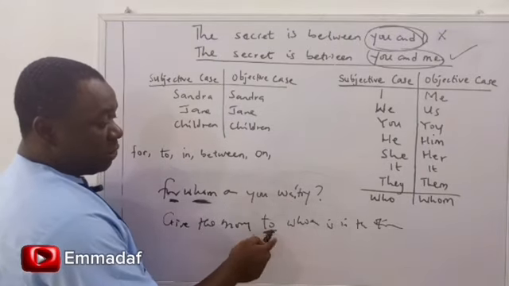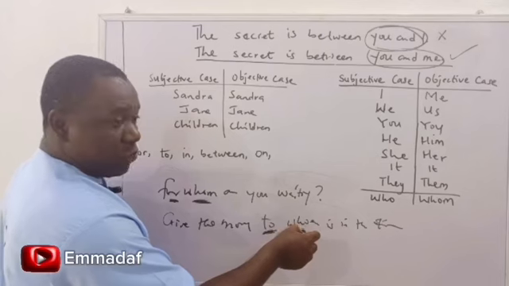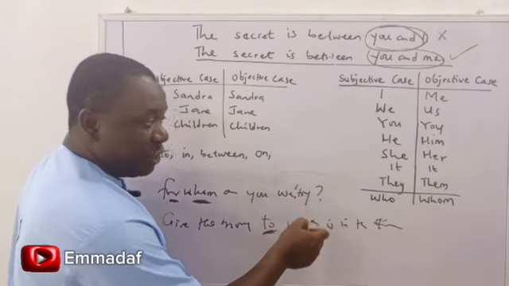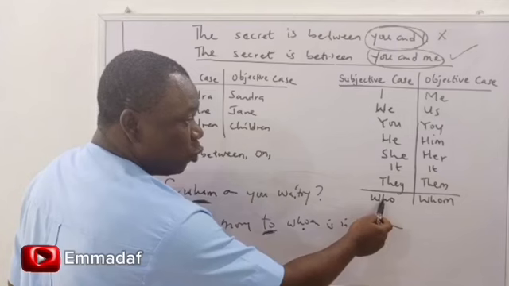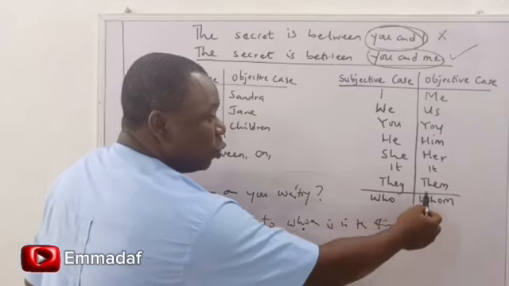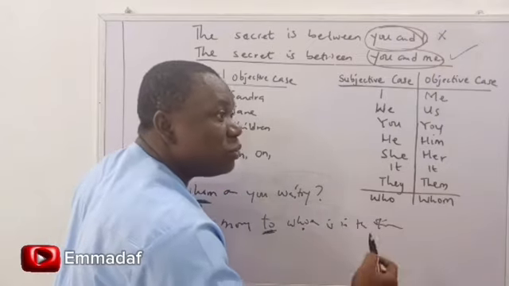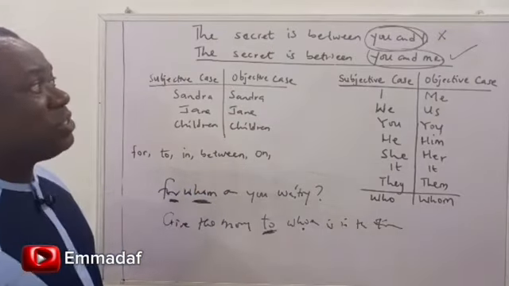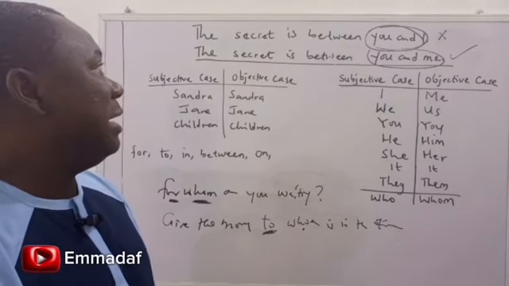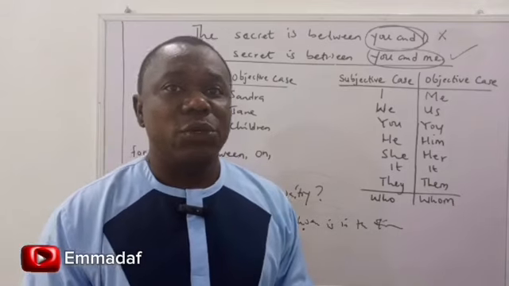And I beg your pardon, this is a preposition, and the pronoun that follows it must be in the objective case. Not who, not whoever, not whosoever, but whom, whomever, or whomsoever. So this is the reason it is incorrect to say the secret is between you and I, and the correct expression is the secret is between you and me.